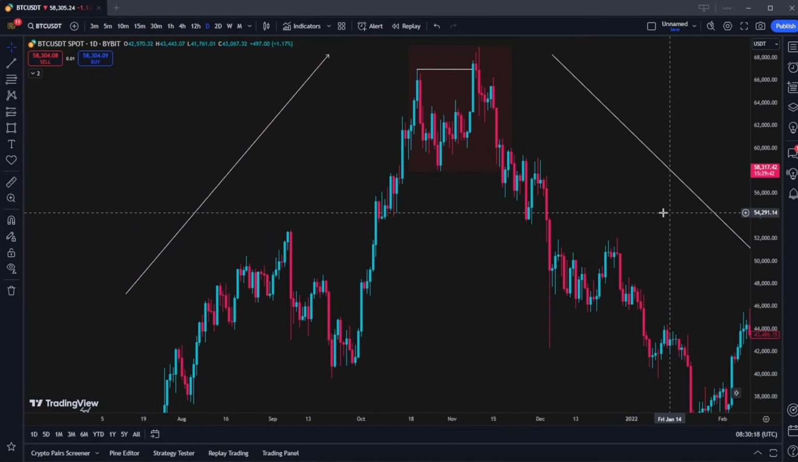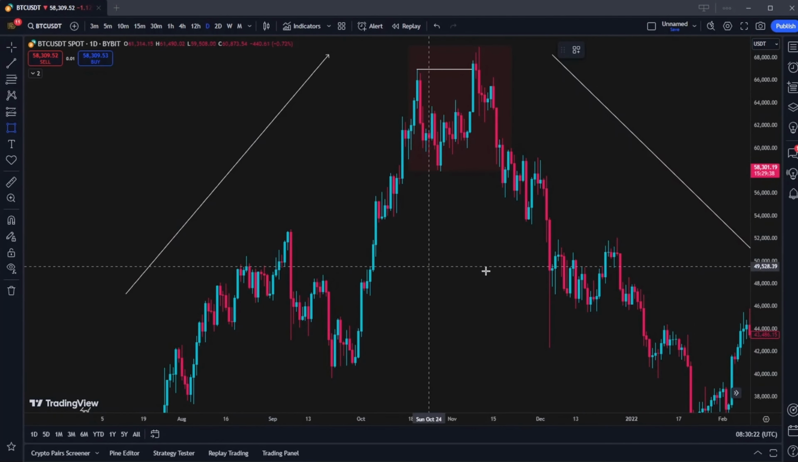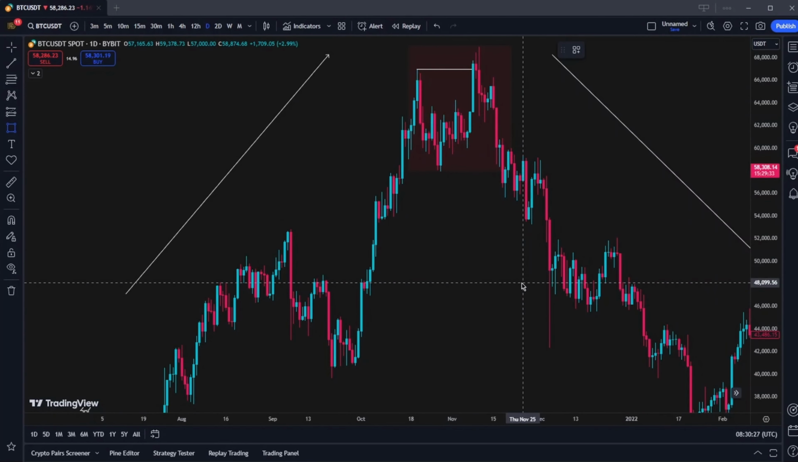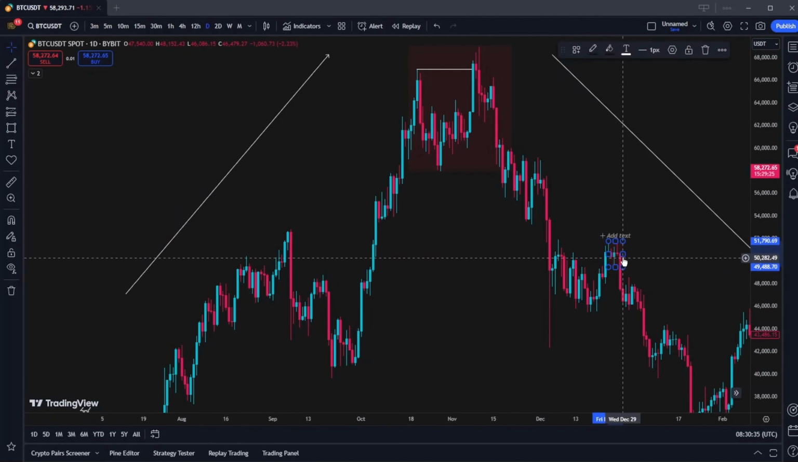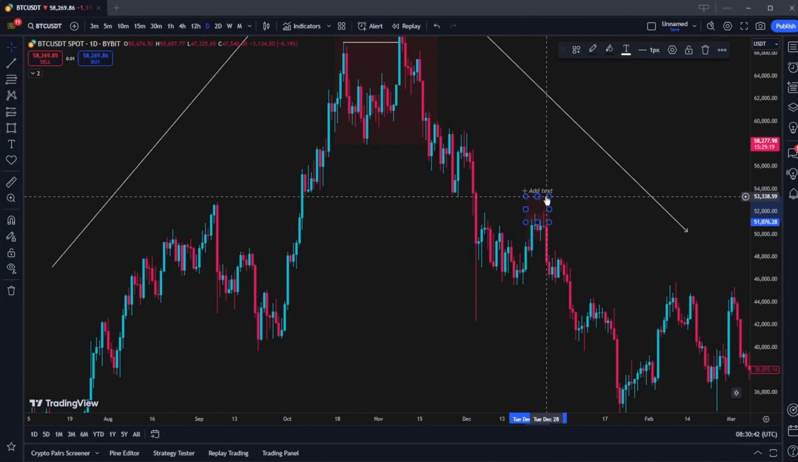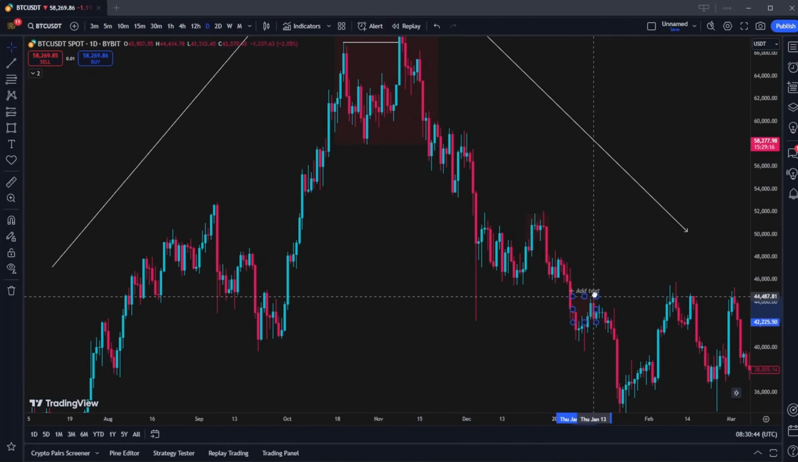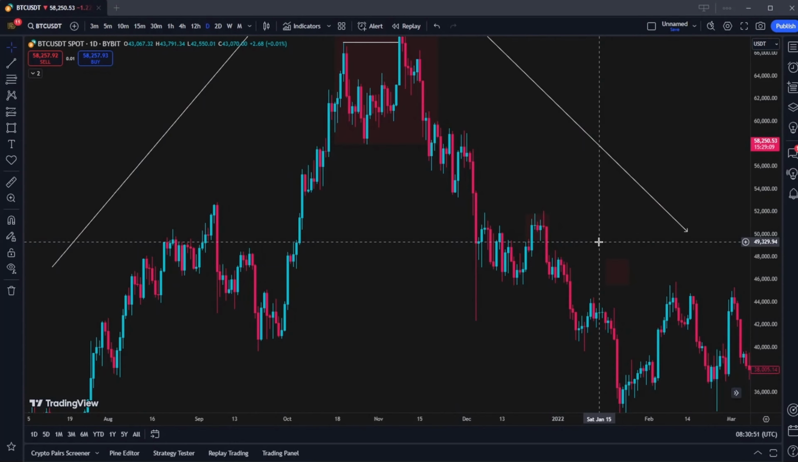Now, a redistribution phase is quite similar to a reaccumulation, it's just flipped in the opposite direction. Following the uptrend, smart money might begin redistributing their assets, setting up the market for a continuational downtrend. Like here we have one redistribution phase, here we have another. We continuously get these redistribution and reaccumulation phases throughout the downtrend or uptrend.